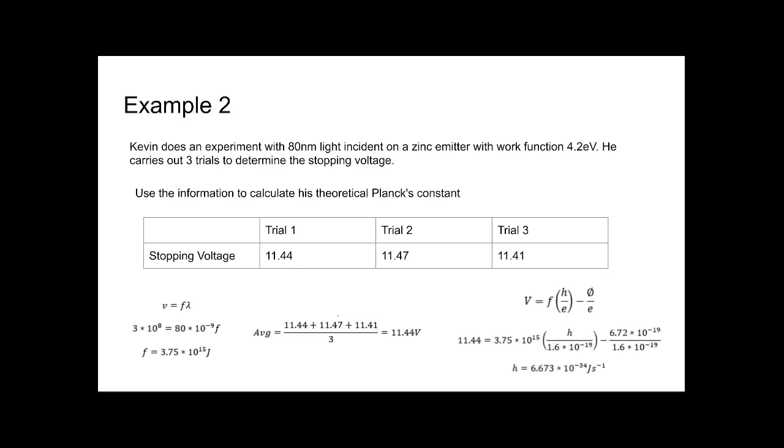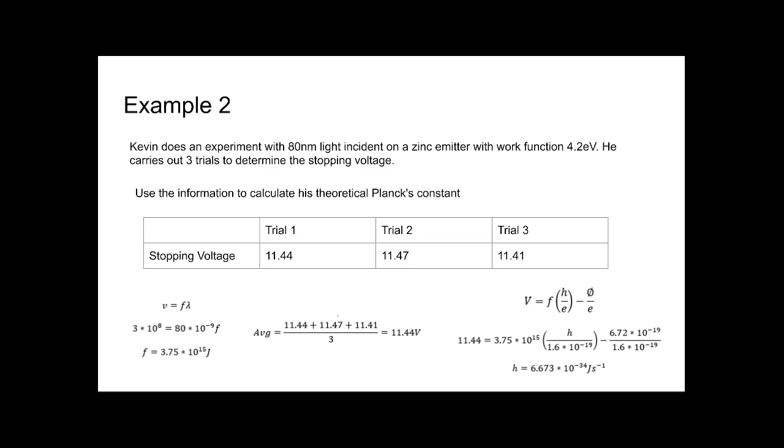So stopping voltage is equal to our frequency times the ratio of Planck's constant over the charge on the electron, minus the work function over the charge on the electron. We can convert 4.2 electron volts to joules by multiplying by 1.6 times 10 to the power negative 19. We should find that Planck's constant comes out to be 6.673 times 10 to the power of negative 34 joule seconds, because E equals Planck's constant times frequency.